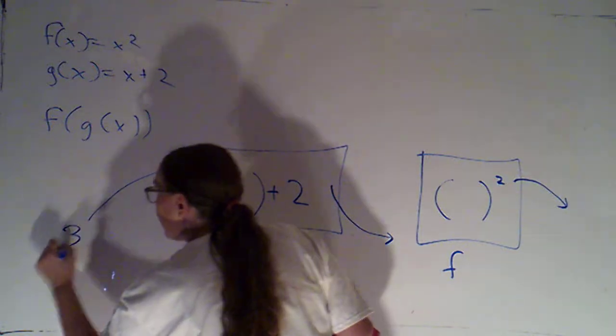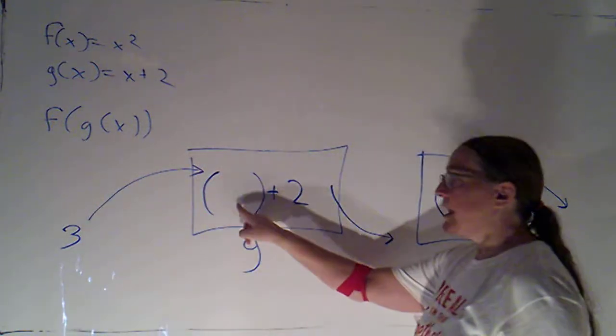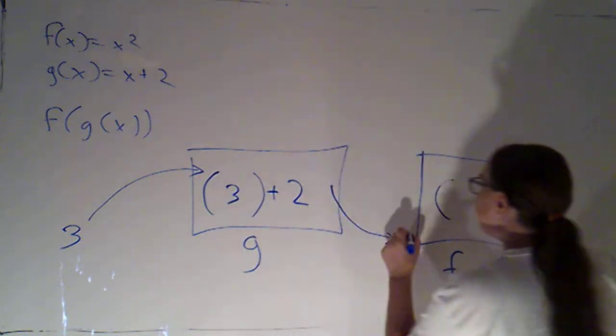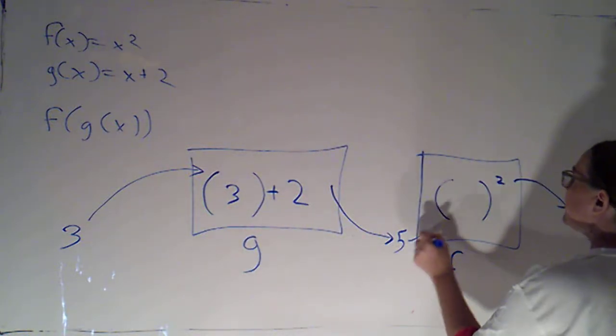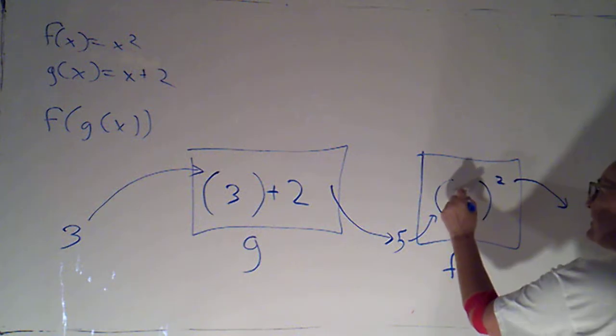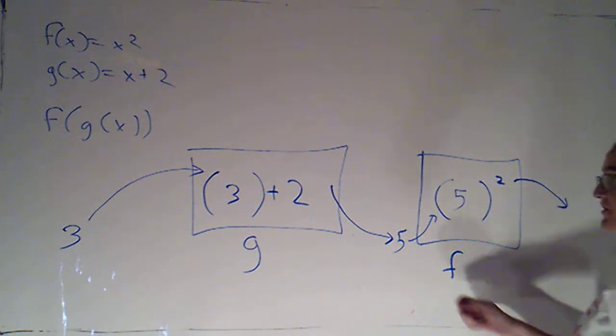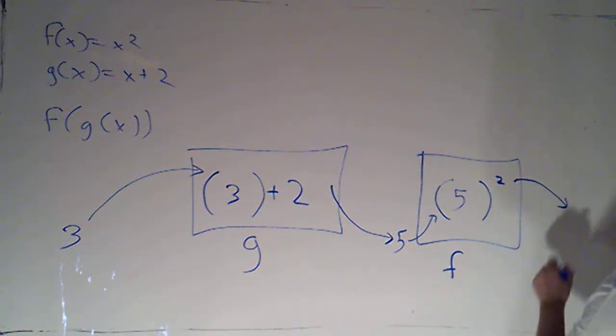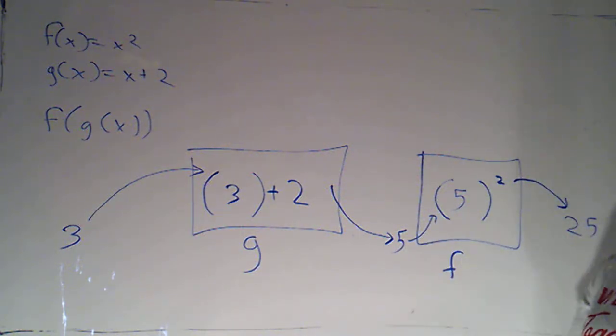So we just did this with 3. We said, let's take our 3, let's plug it into the g function. 3 plus 2 gave us 5. So then we plugged 5 into the squaring function. So the output from g became the input to f, and that's what gave us our 25. Okay. So that's how function composition is going to work.